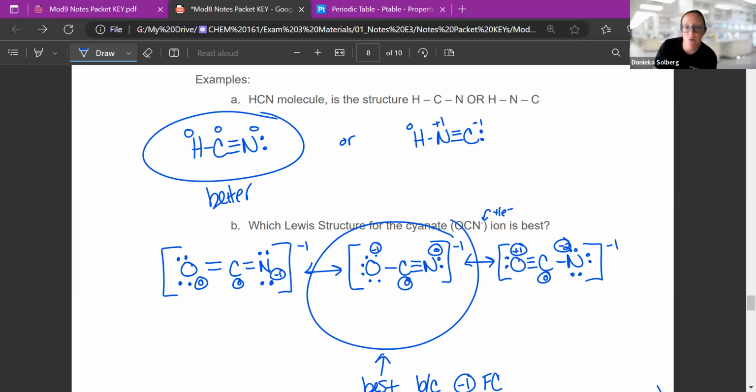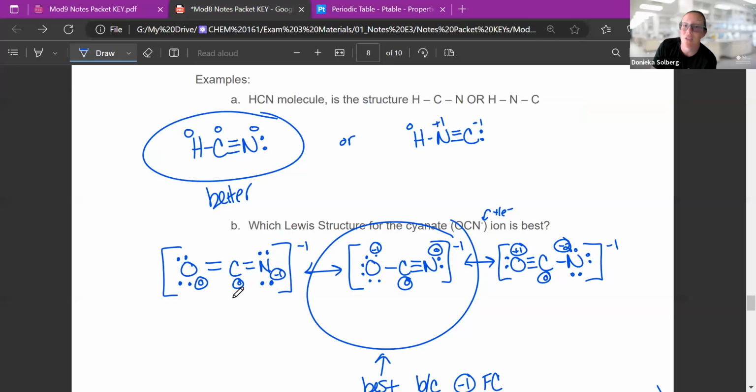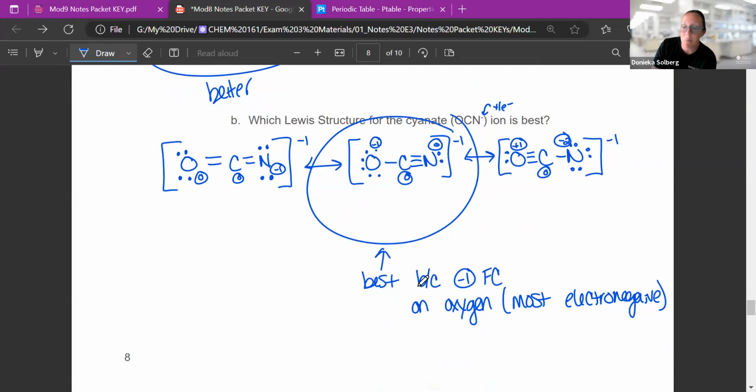So then you want to pick the one that has the -1 formal charge on the most electronegative atom. Of the options, I've got nitrogen and oxygen. I look at the periodic table, and oxygen is further up and to the right, so it has a higher electronegativity, so that's where I want my -1. So this structure is the best because the -1 formal charge is on oxygen, which is the most electronegative atom.